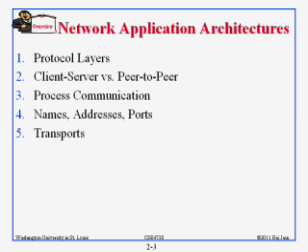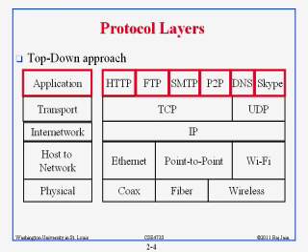So, first module in this chapter is network application architecture. So, we will talk about what are the different protocol layers, what does P2P mean, what is process communication, what are the names, addresses, and ports, and what are the transports.